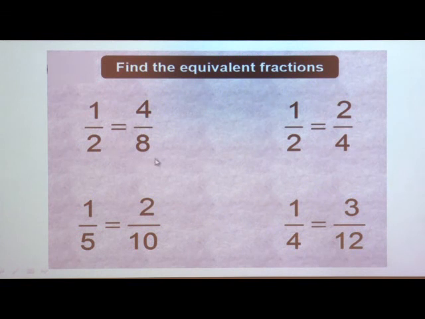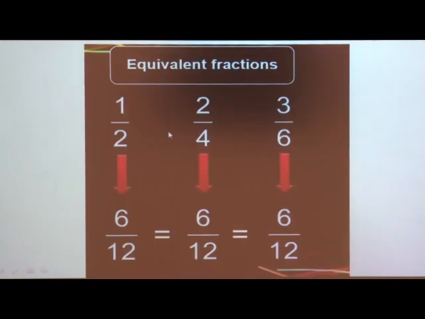What answers did we get? Just check. Yes, the first answer was 4 upon 8, then 2 upon 4, and 2 upon 10, as I have already explained. You can check your answers in your notebook too. So these are the equivalent fractions, found by multiplying the denominator and the numerator with the same number, and we found the answers by multiplication.